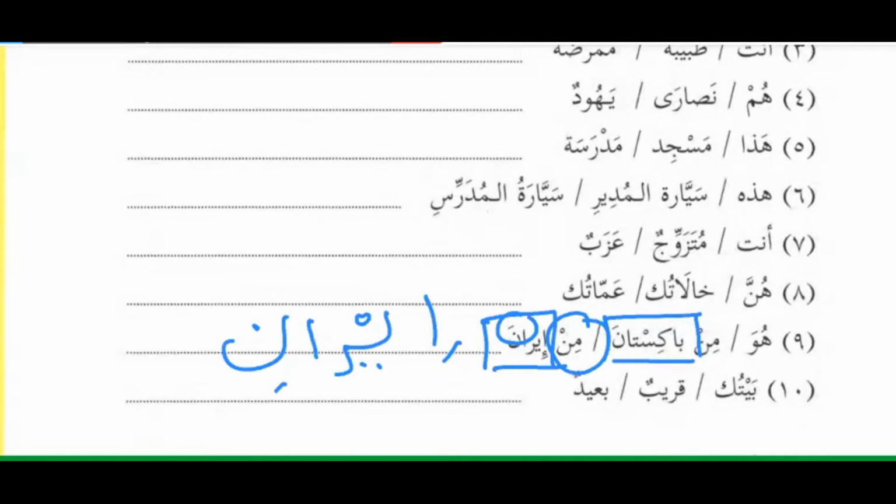Then we have huwa min Pakistan, min Iran. So we will say min Pakistan huwa am min Iran? Is he from Pakistan or from Iran? Pakistan is mamnu min as-sarf. Iran is mamnu min as-sarf. There is min but still fatha. It should be min Irani. So we will say alamun ajamiyun. This is a name which is non-Arab.